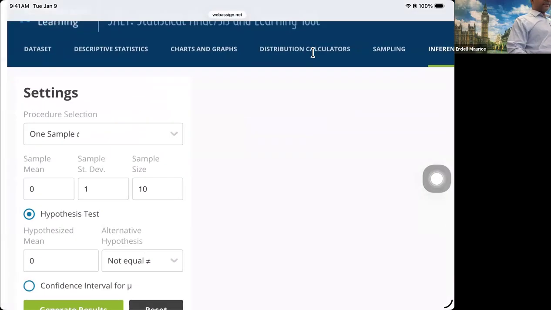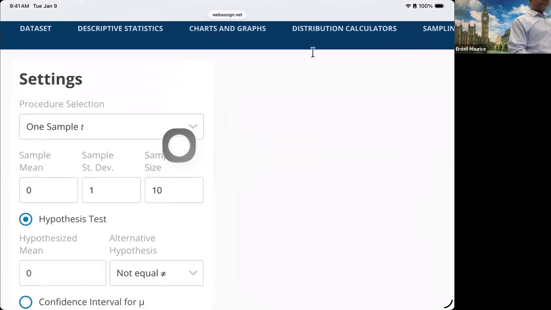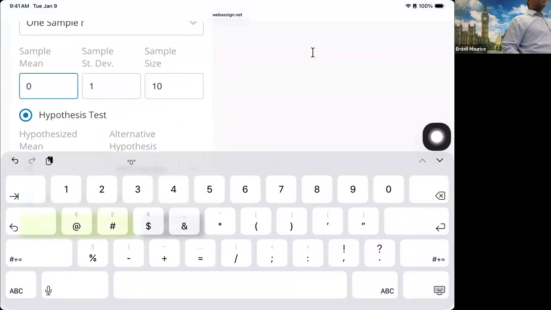Once we get here, again, we select one sample T. We put in the sample mean. It was 2.2, correct? We put in the sample standard deviation. It was 6.1, correct? 6.1. And again, notice they don't ask for degrees of freedom. They ask for the sample size. So you put in right here, 76. Questions so far?